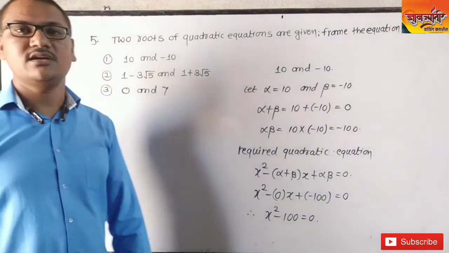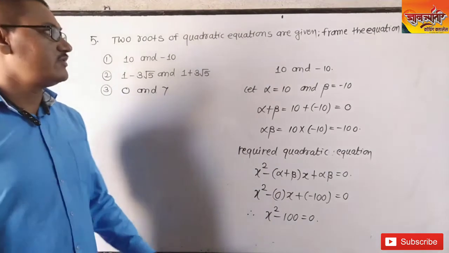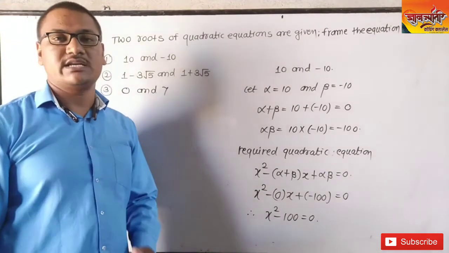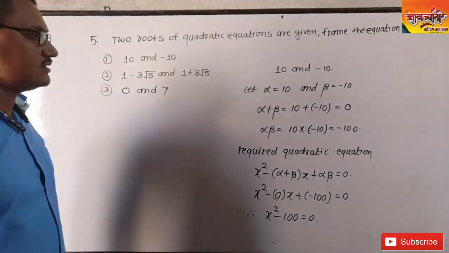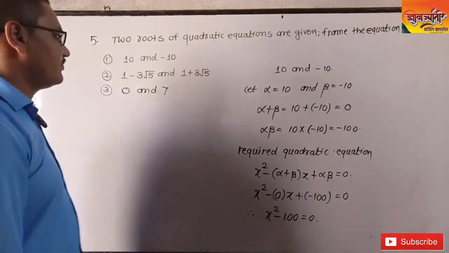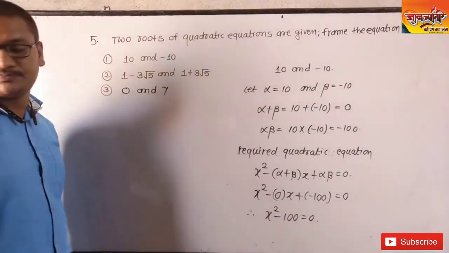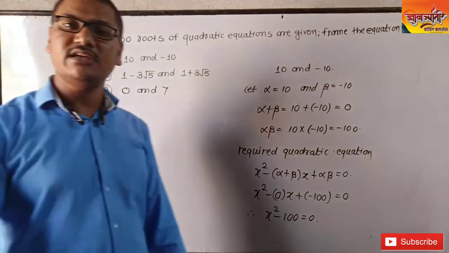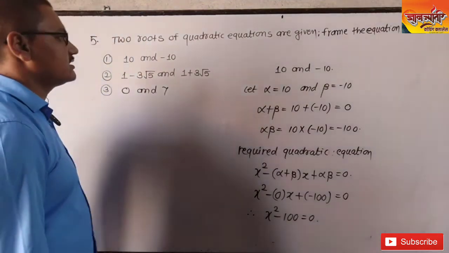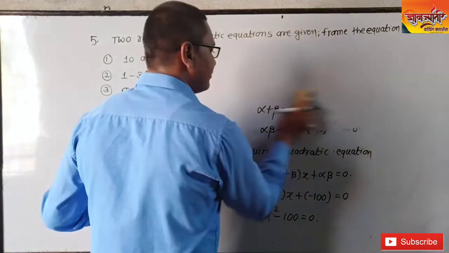This is the required equation, found by using the two given roots. This is the solution of the given problem. This is a very easy method for solving these kinds of problems. You can take the next problem, the second problem.